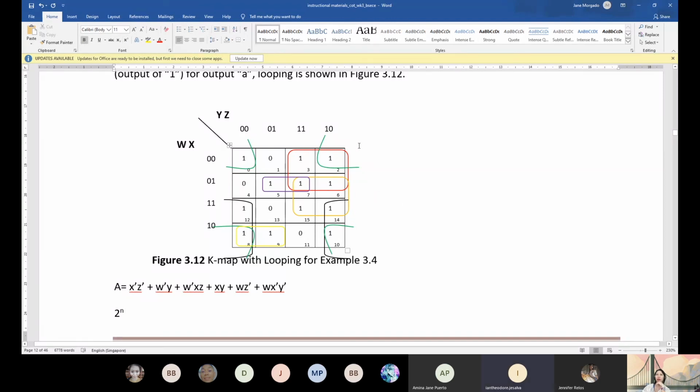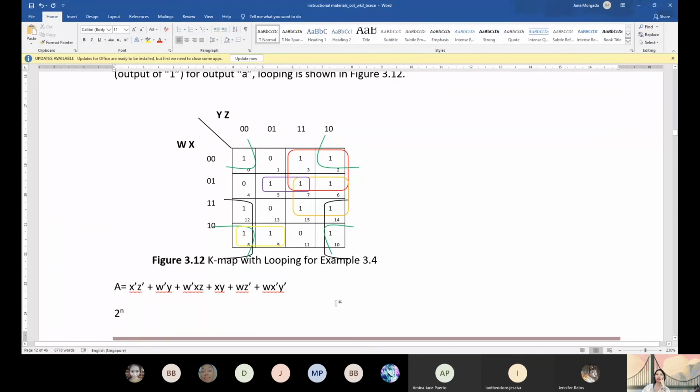Okay. So we have the blue loop here kanina, but I removed it because it would become redundant na siya. It's not wrong. It's not right either. Pwede naman, pero you'll have more literals here. So more literals, more wirings.